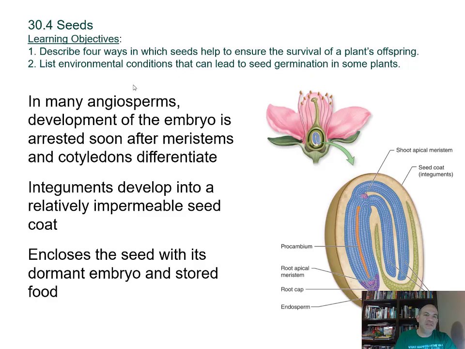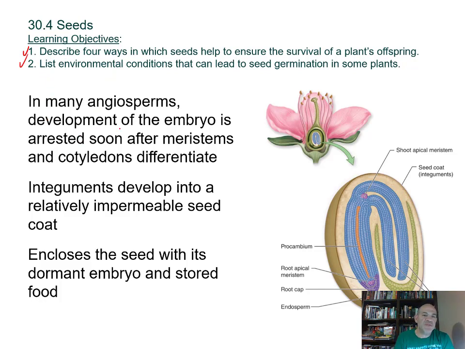In this section, the seed is described, and your learning objectives are to describe 4 ways in which seeds help to ensure the survival of the plant's offspring, which is the embryo inside. List environmental conditions that can lead to seed germination in some plants.